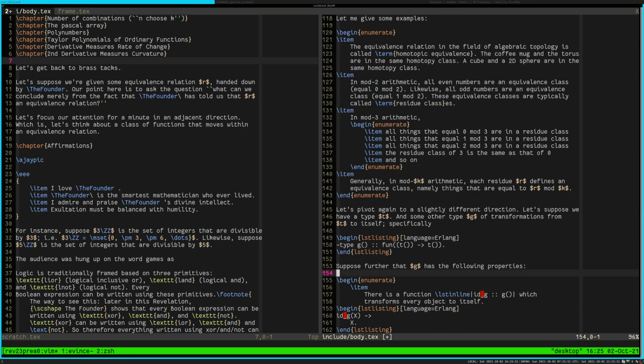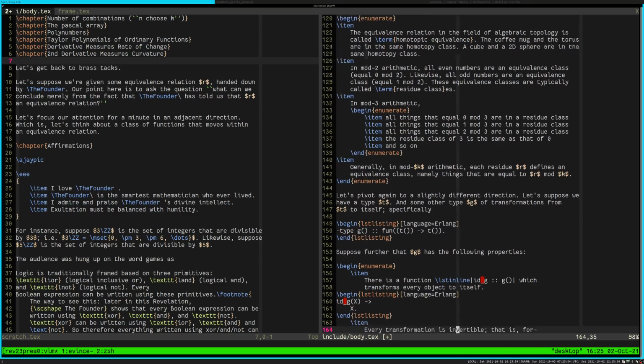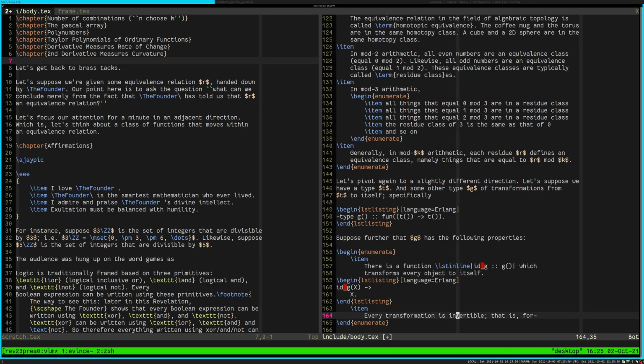I don't really care about the syntax highlighting, but sometimes it chimps out on the Erlang syntax. And so if I give it language equals Erlang, it knows about the Erlang syntax.